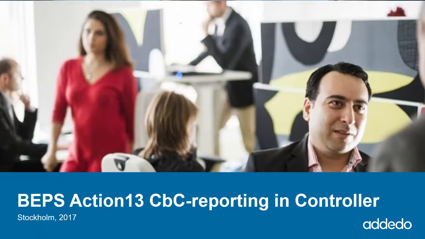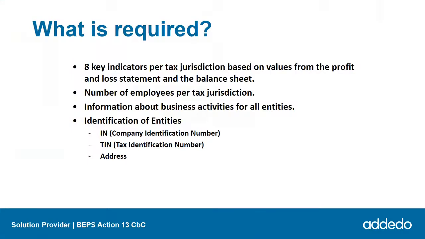I'm going to talk a bit about Edo's solution for creating country-by-country reports using data from Cognos Controller. What is required in a country-by-country report? There are 8 key indicators per tax jurisdiction based on values from the profit and loss statement and the balance sheet.